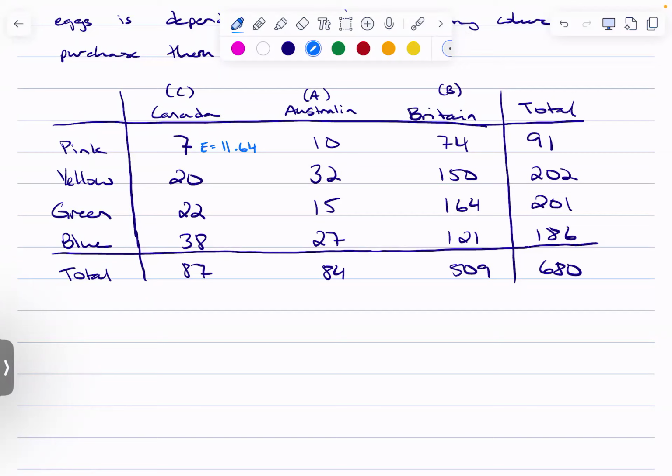And if I forget to check the conditions this time, remind me, but we do need the expected counts to check the conditions. But I might forget. So let's keep 2 decimal places for the expected counts. And so I'll go through and do these: 91 times 84 divided by 680.